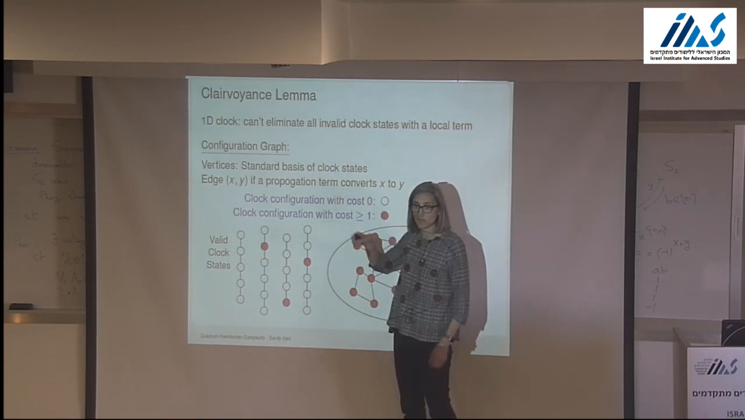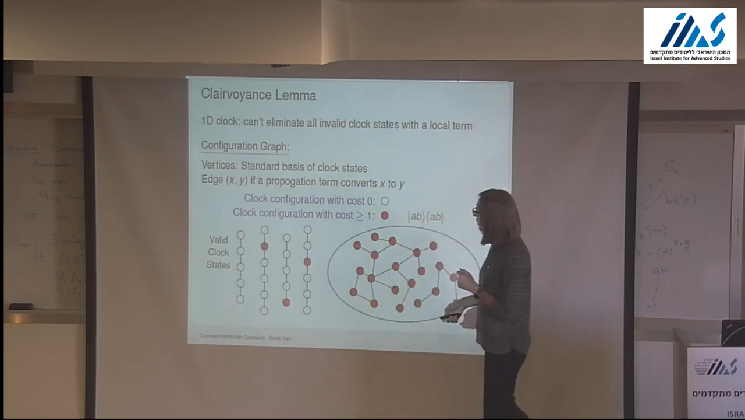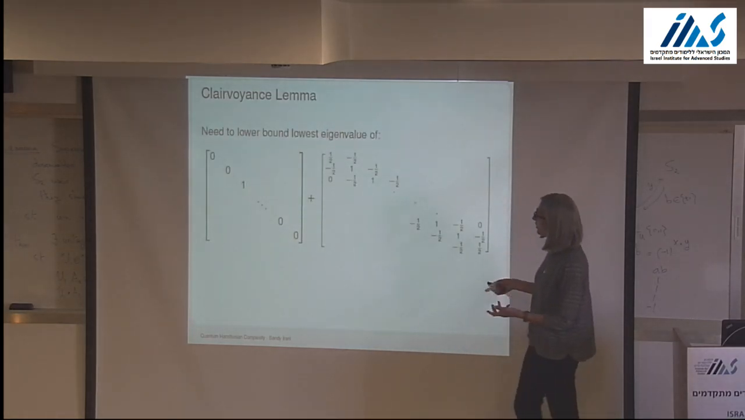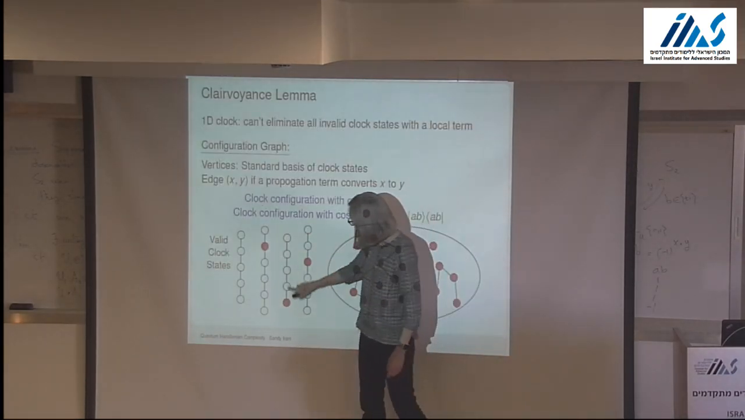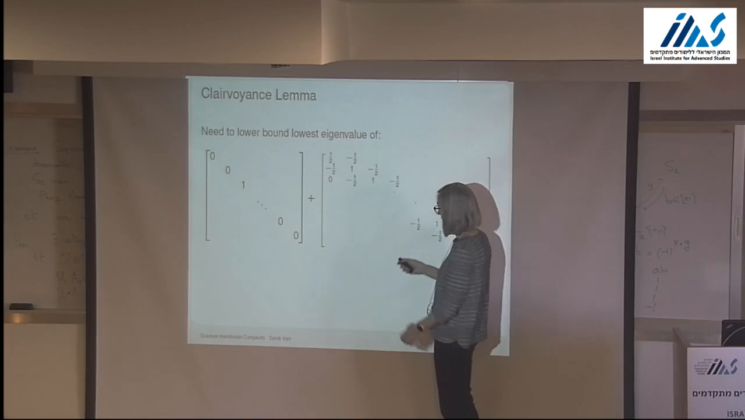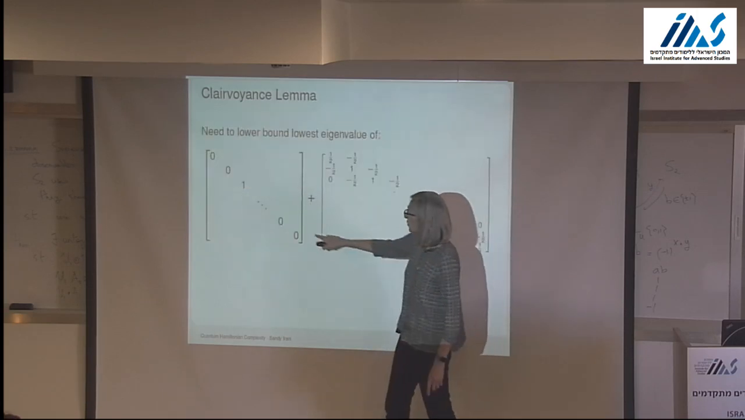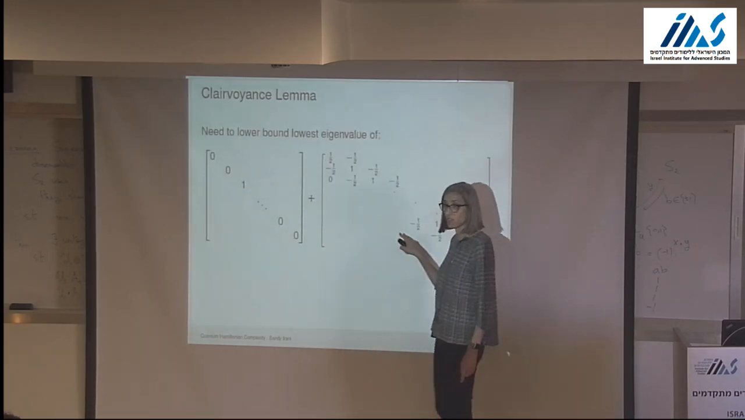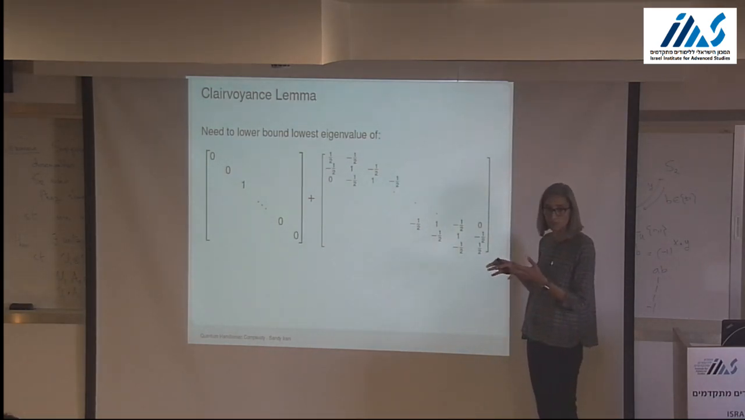Daniel called this the Clairvoyance Lemma because from here you're looking ahead and seeing that if I execute propagation, I'm going to end up in something that has a locally bad configuration. And it's a matter of showing that you need to lower bound the lowest eigenvalue of the sum of these two matrices. So if I look at one of these chains, the propagation term of the Hamiltonian gives me this. The fact that one of these configurations has a high energy cost gives me this matrix, and I have to show that the sum of the two has a small eigenvalue. So it's slightly different because we have to outlaw these other states.